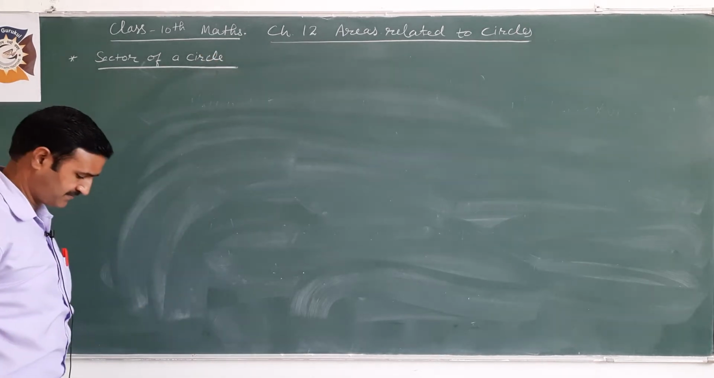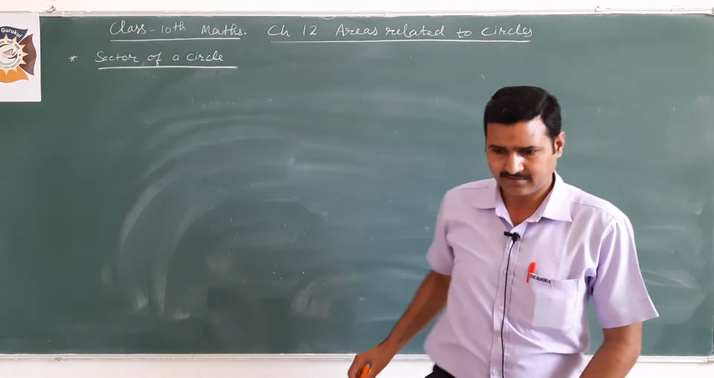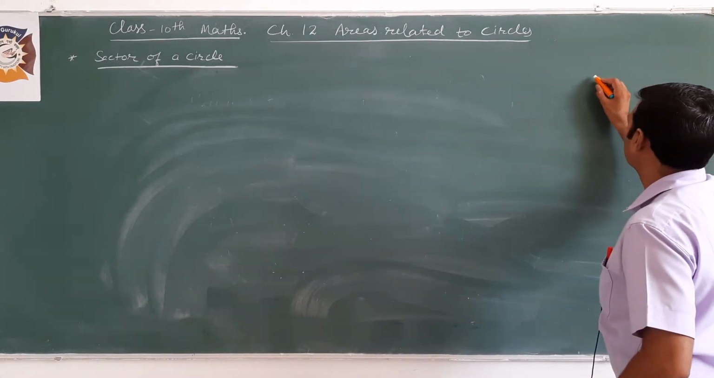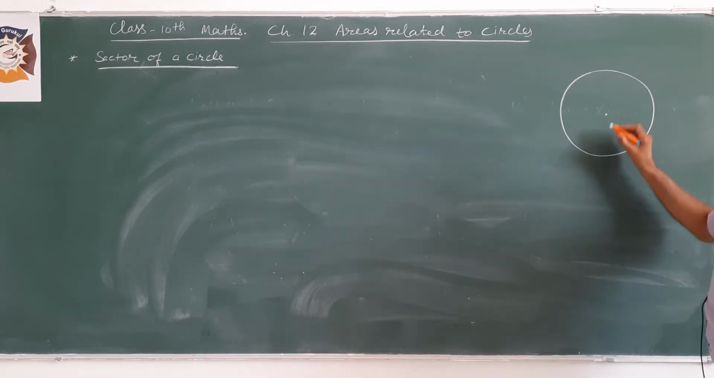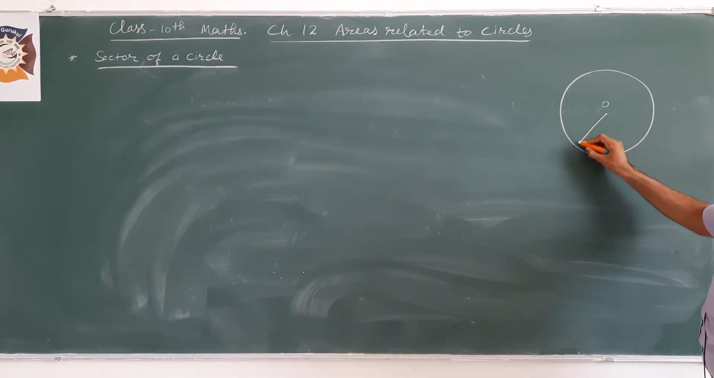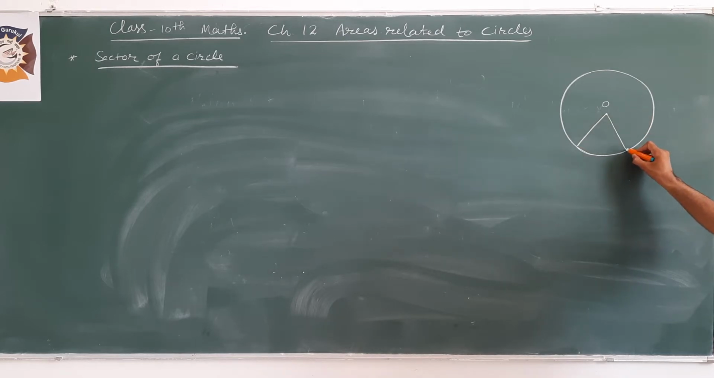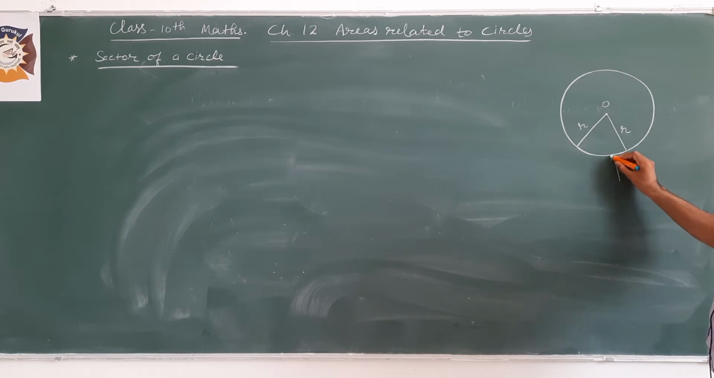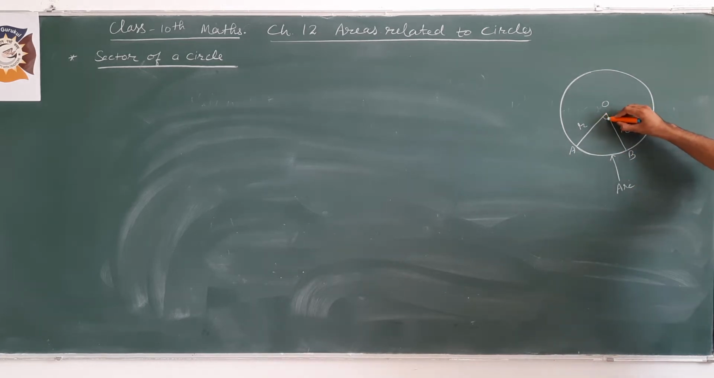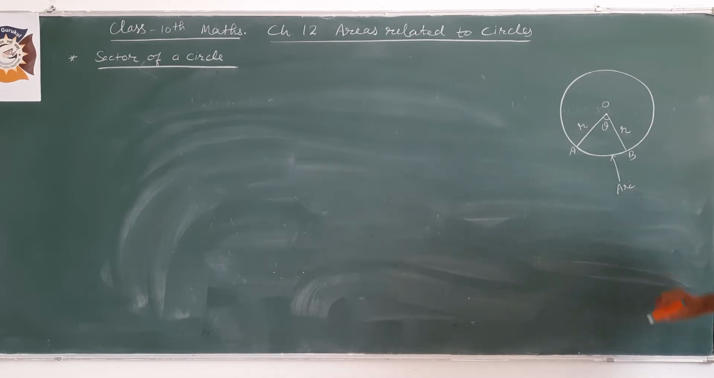What is the sector? First of all, the figure in a circle, the region bounded by the radii and the corresponding arc. This is the arc, these are radii, let the radius r, and this is arc, AB is the arc, and theta is the angle between the radii.